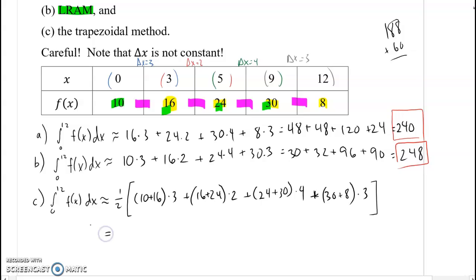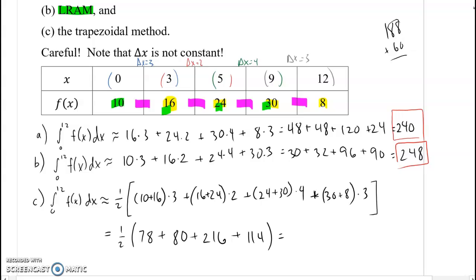So we'll go ahead and work out that final answer. We've got 1/2 times 26 times 3 is 78, I think. We've got 40 times 2 is 80. And 54 times 4 is 216, I believe. And 90 plus 24 is 114. And then we add those up and cut it all in half, and we get our final answer.